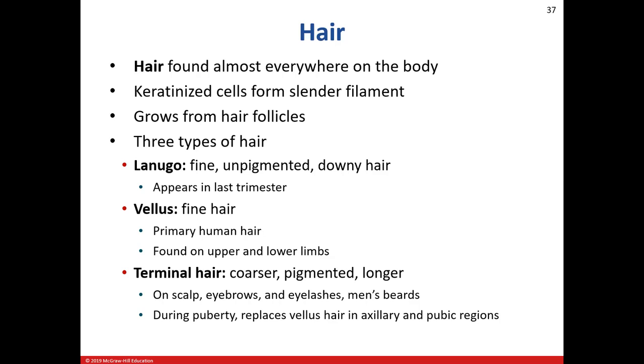This is the primary type of human hair and is what we find on the upper and the lower limbs of our bodies. We also have terminal hair. Now, terminal hair is coarser, it tends to be pigmented, and tends to be longer. We find these on the scalp, on the eyebrows, the eyelashes, as well as the beards of men. And then we see during puberty, our terminal hair actually starts to replace the vellus hair in a lot of our axillary and pubic regions.